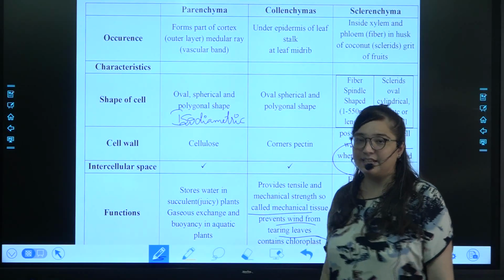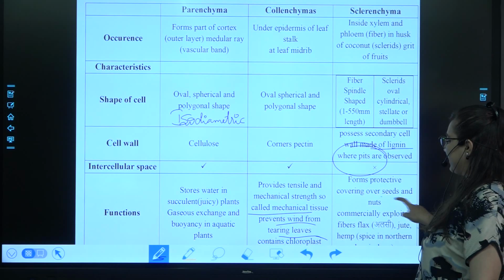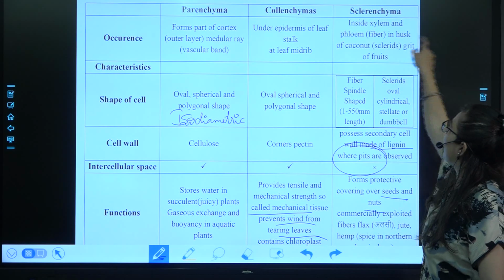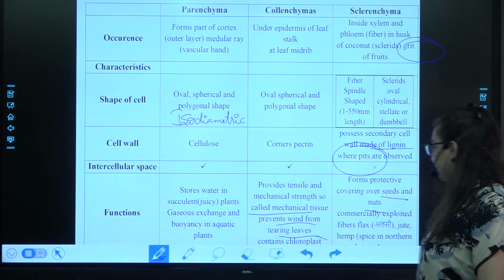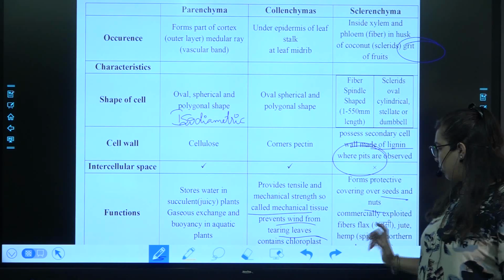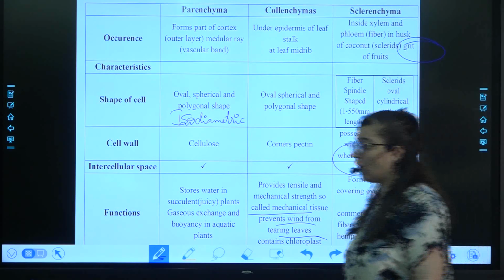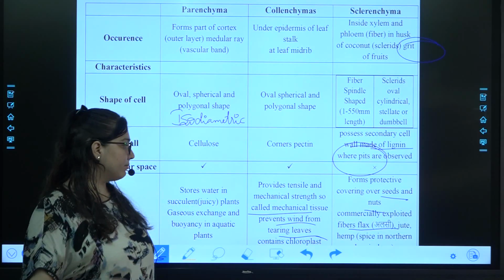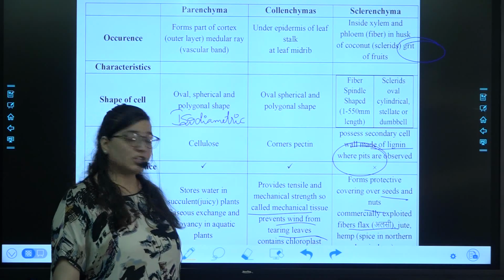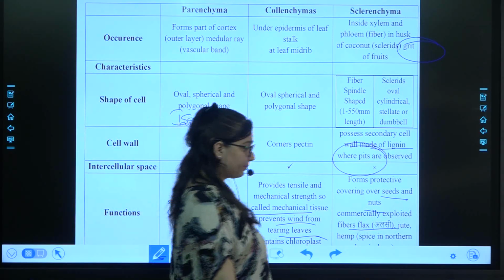Last part, that is the sclerenchyma tissue. They form the protective cover over the seeds and the nuts, and that's why it is present in the seeds of the fruits. They are commercially exploited, and the best example of it is the flax, which is generally called as ulsi. Your mother might be knowing it, and it is present in jute or hemp.